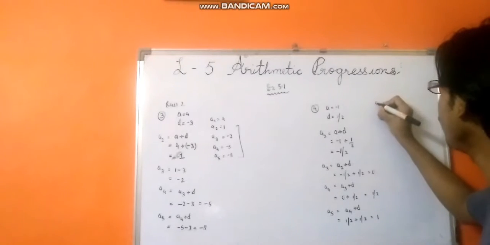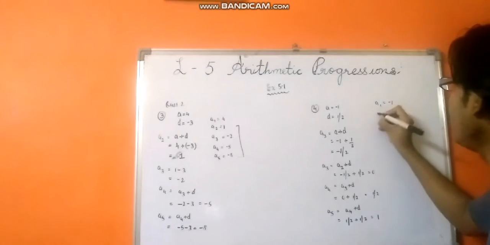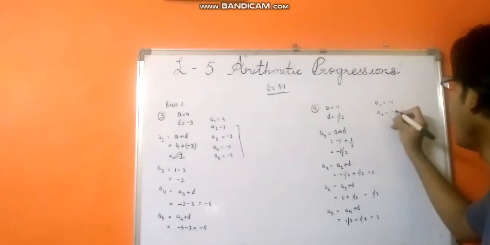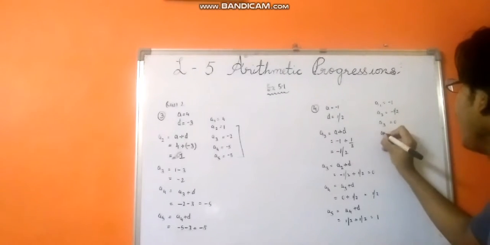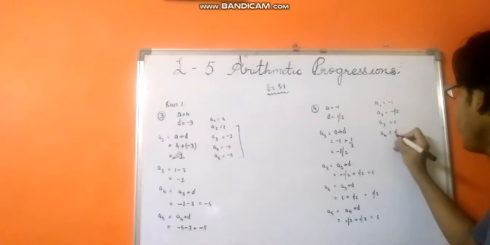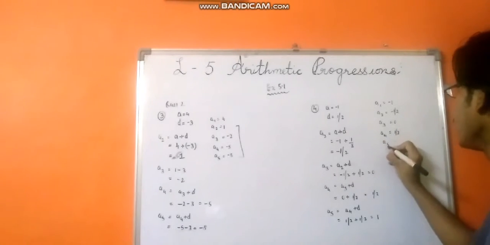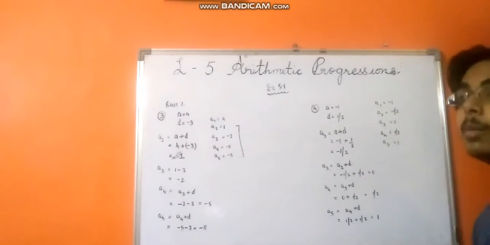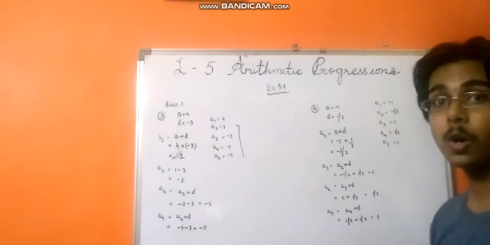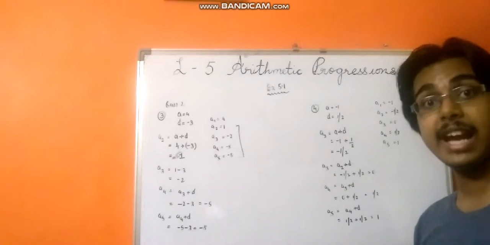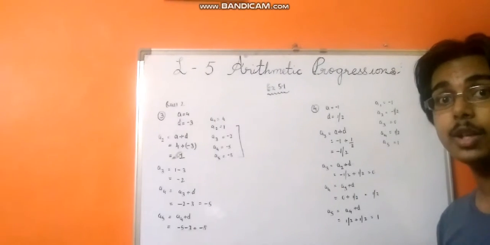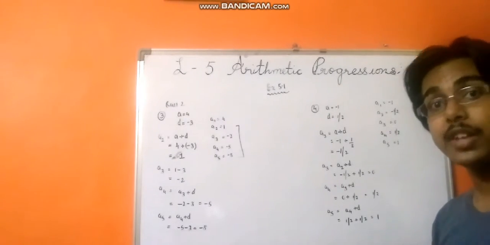So if we write it down, we get a1 is equal to minus 1, a2 is equal to minus half, a3 is equal to 0, a4 is equal to half and a5 is equal to 1. Now you all must be wondering that the common difference can be 0 or negative. Yes, the common difference can be 0, negative as well as positive. So there is nothing to be worried about. You just need to take care of the signs.